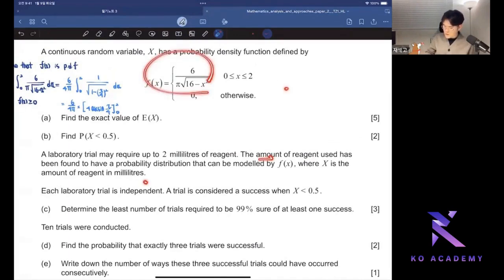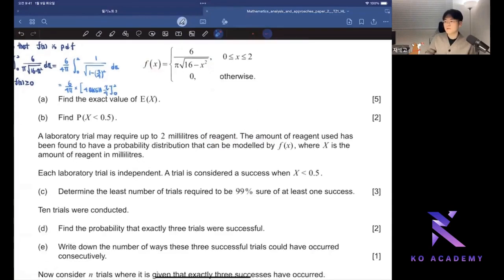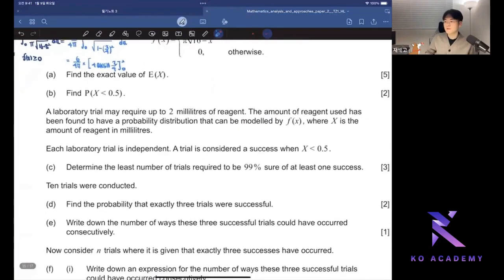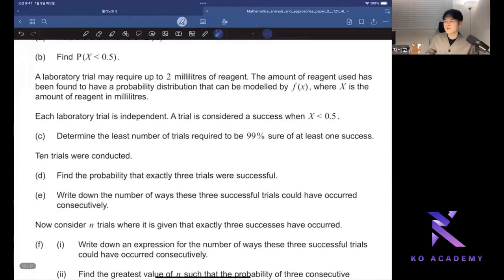That's right, from 0 to 2. This is some kind of seed. It's about seeds, guys. I looked it up and it's a seed. It seems like we're doing some experiments with something. Each experiment is independent. We did something, and after reacting it, if that amount ends up being less than 0.5, then it's considered a success.